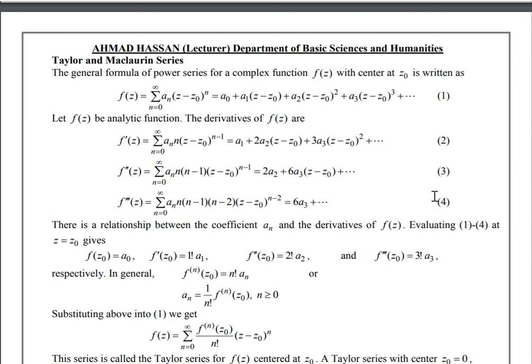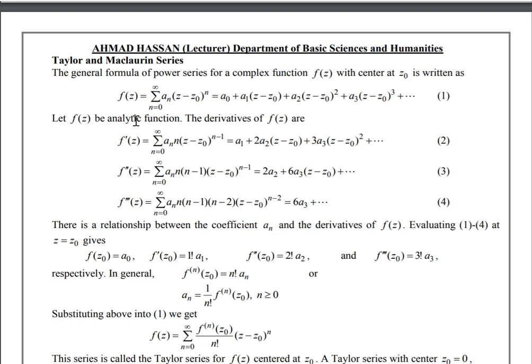The general form of the power series of a complex function, with center z naught, is written in this form: the sum from n = 0 to infinity of a_n (z − z₀)ⁿ, and generally we open the series, where n is 0, 1, 2, 3 and so on. Here f(z) is an analytic function. Analytic function means that the function satisfies the Cauchy-Riemann equations.